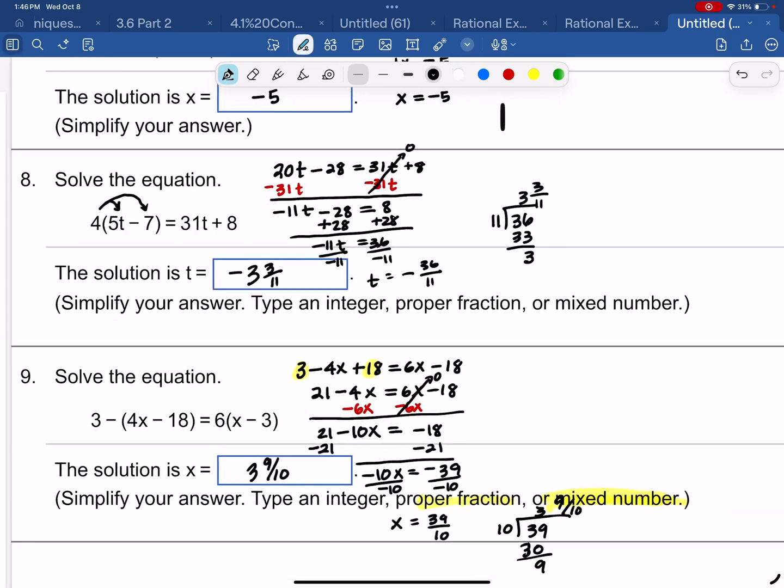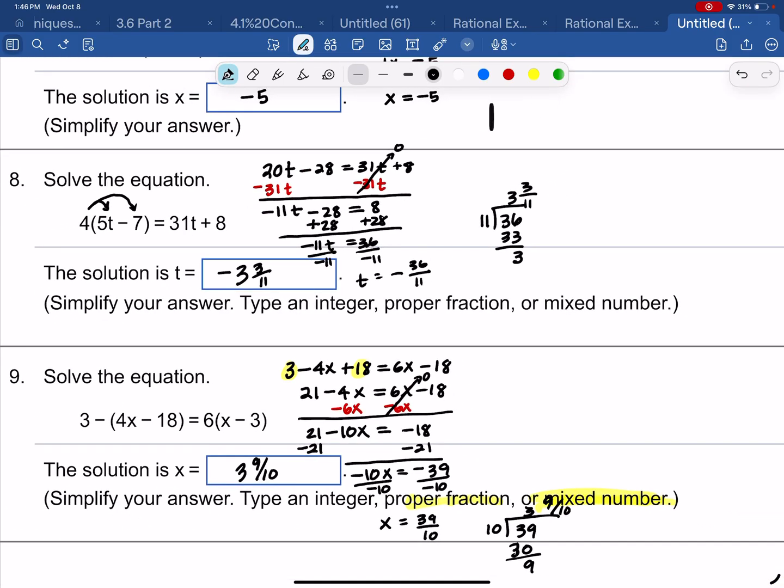On a test, you would get credit for either one. I'd have to go back and look at it for you. If you take the pencil paper test, I'll take either one. The main thing is, for my math lab to accept it, we have to follow the instructions, okay? Even though negative 36 over 11 is equivalent to negative 3 3/11, they said proper fraction. That means the numerator is less than the denominator, or a mixed number.